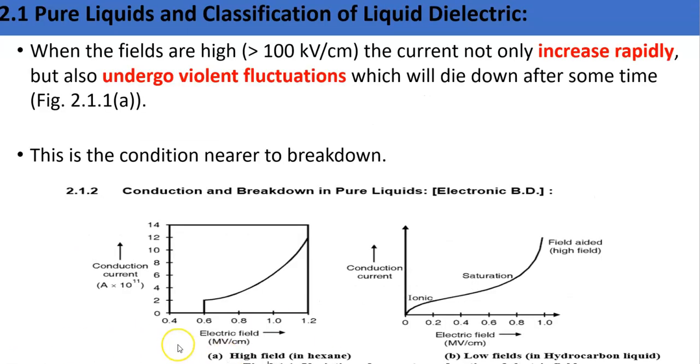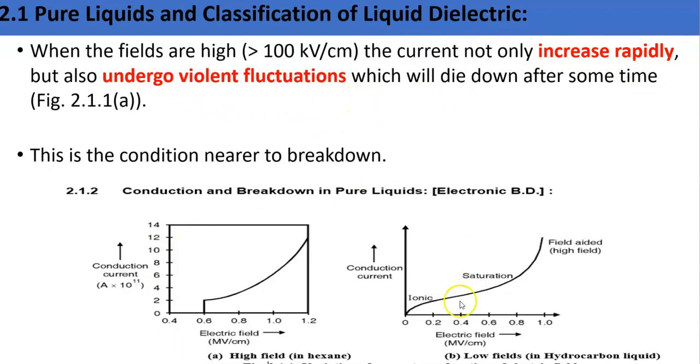So that is about the pure liquid, commercial liquid, and commercially pure liquid. Now when the field is very high, what is meant by field? We have discussed, field means electric field intensity. When electric field intensity is very high, say 100 kilovolt per centimeter, generally we observe breakdown of air at 30 kilovolt per centimeter, and for commercial liquid we consider 40 kilovolt per centimeter. But now we are talking about a very high field, more than double that, 100 kilovolt per centimeter. The current not only increases rapidly, but also undergoes violent fluctuations.